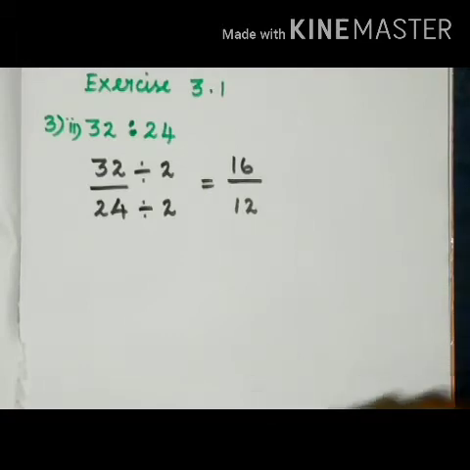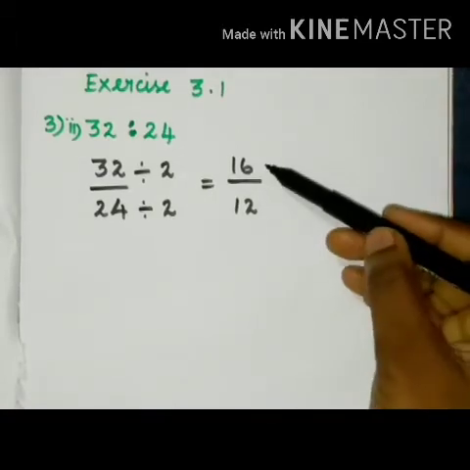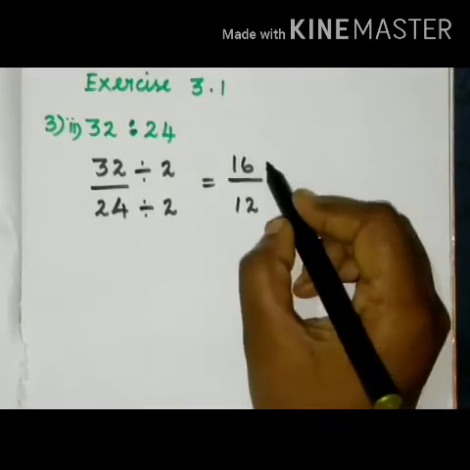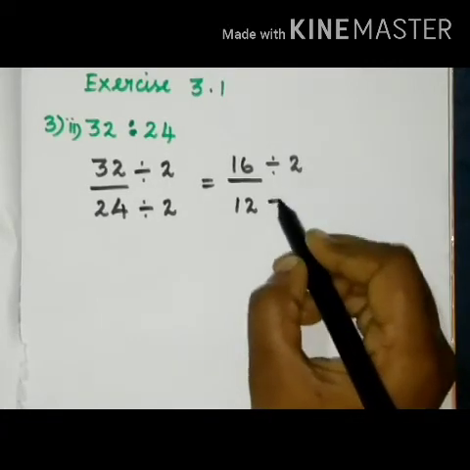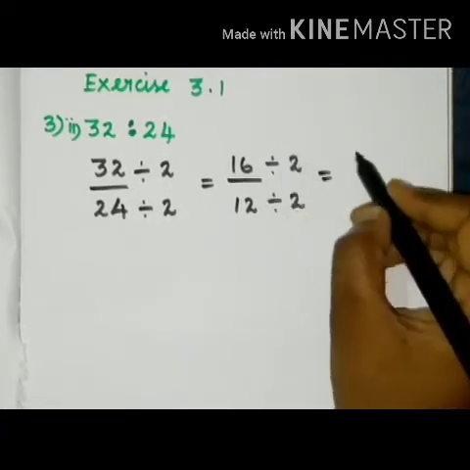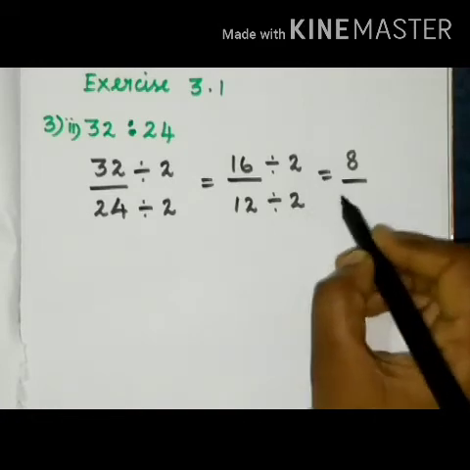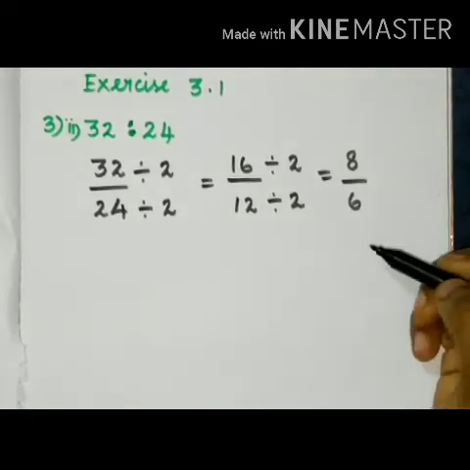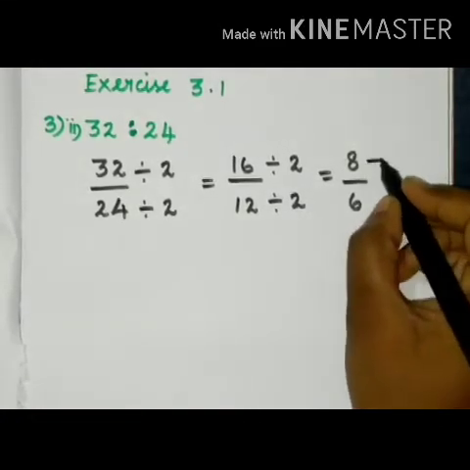Then one more time you have to simplify, because 16 by 12 is divisible by 2. 16 divided by 2 is 8. 12 divided by 2 is 6. One more time you have to simplify it.